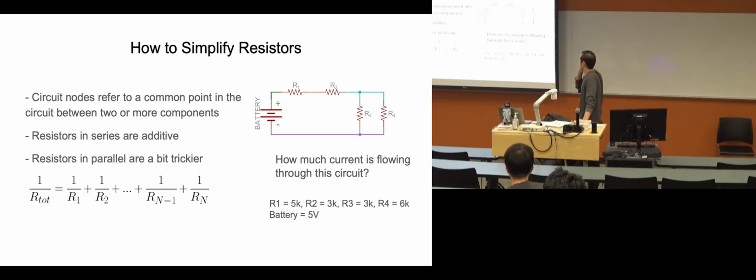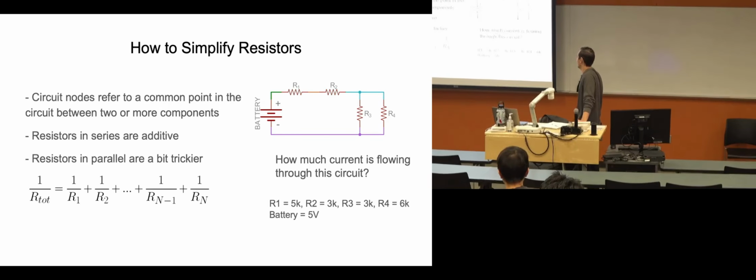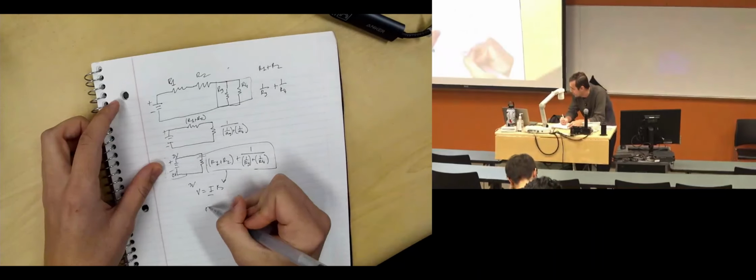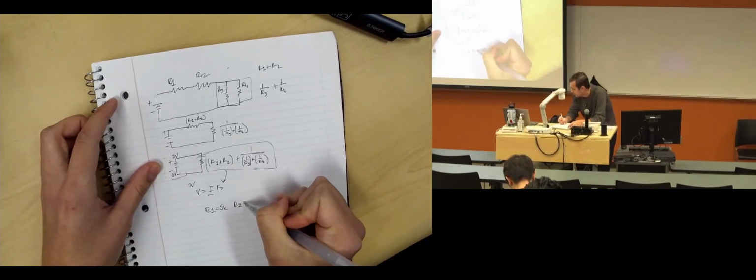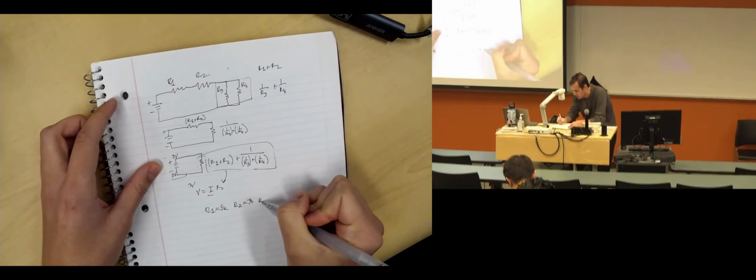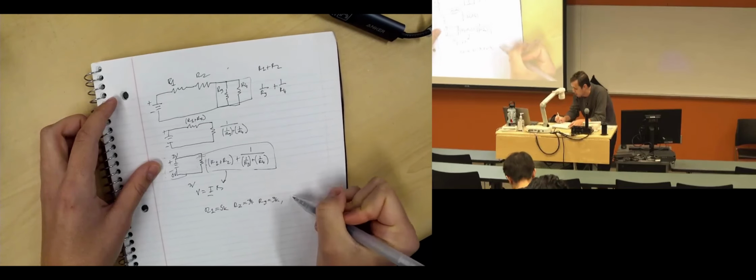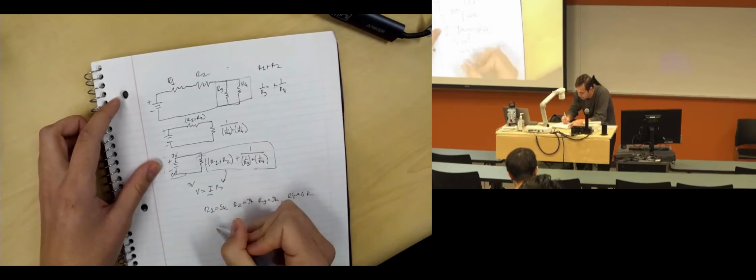Okay, so this is, oh, I had values. I didn't even realize that. Okay, let's plug those in real fast. Let's do this problem. So we have R1 equals 5K, R2 equals 3K, R3 equals 3K, R4 equals 6K. Okay, so we already found the equation. We can just plug it in.